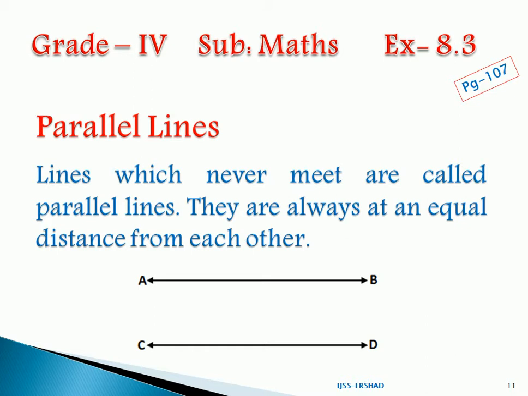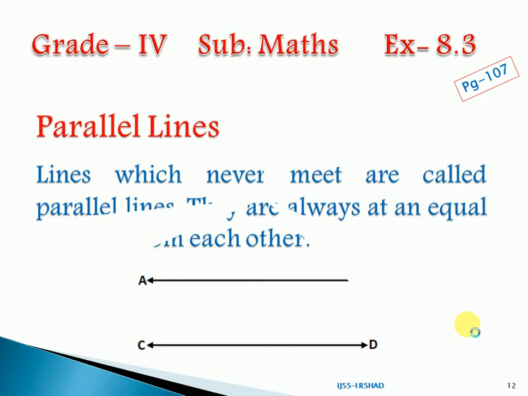You can find this kind of example on the railway tracks. You can see the railway tracks, they are parallel to each other. You can see both edges of your scale, they are parallel to each other. They never meet and they maintain equal distance everywhere.